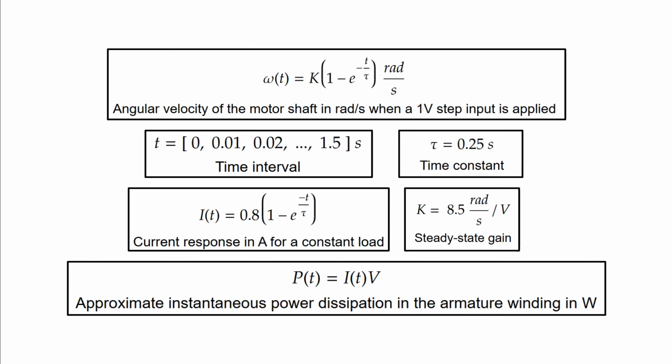Now we have some givens here. Omega of t is this exponential function in radians per second. We have a time interval t, which is 0 to 1.5 seconds with a sampling period of 0.01 seconds, so we're taking a measurement every 0.01 seconds. And the time constant is 0.25 seconds. The current is a similar exponential function in amps. And we have a steady state gain. What that is, is how many radians per second it increases per volt applied. So K is 8.5 radians per second per volt. Then we have P of t as I of t times V.